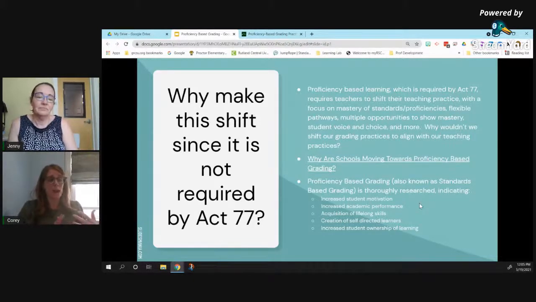It says that schools that are participating in a proficiency-based system see increased student motivation. They see increased academic performance from students. They see students acquiring lifelong skills, that we are creating and graduating self-directed learners, which I want to say there's research out there where they've interviewed multiple companies, and that's something that companies want to see workers coming into the workplace with. They want them to be self-directed. And we see an increase in student ownership of learning.